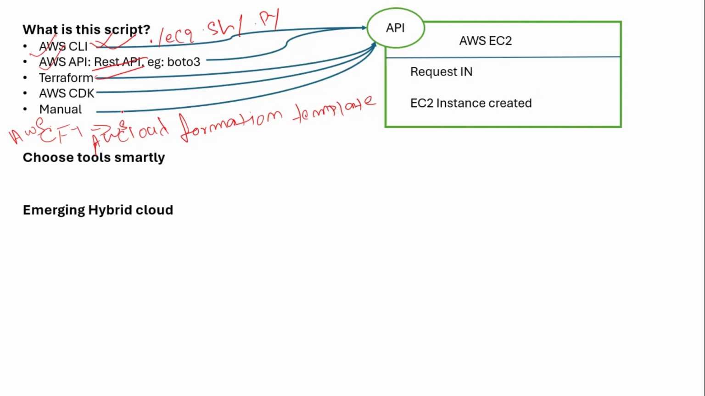And one more thing is there, which is AWS CDK, which is very important. I'll talk about AWS CDK in a few minutes. But you have to be very smart in choosing which process you are going to use. Either you are going to use the AWS CLI, or the AWS API, or Terraform, or AWS CDK, or you are going to use the manual procedure to create all the resources.